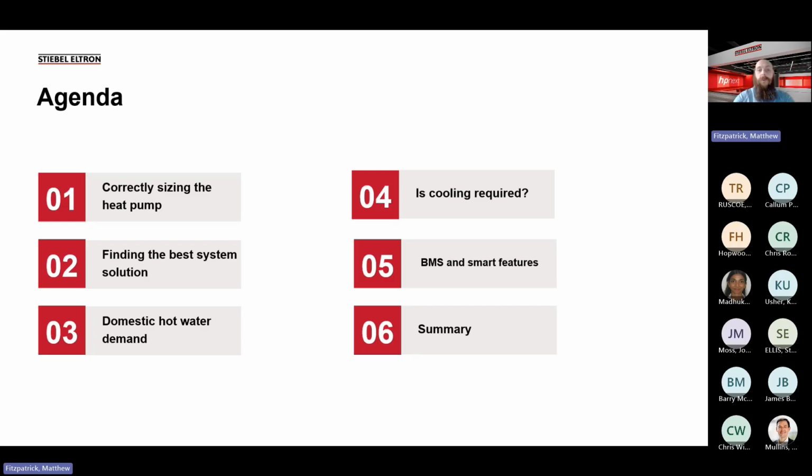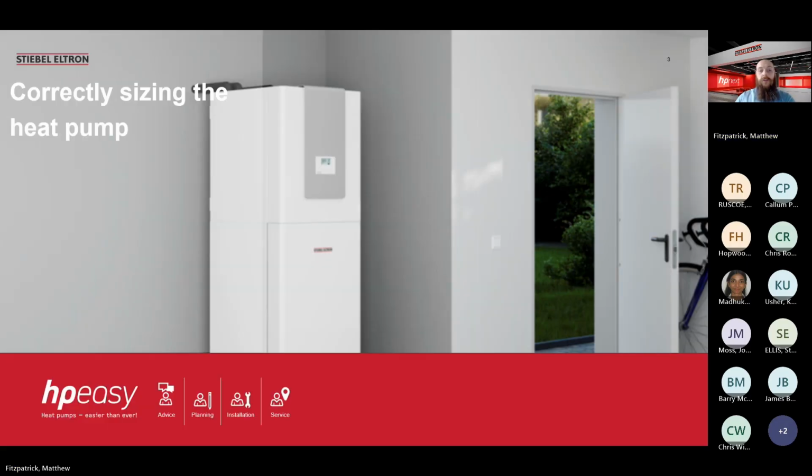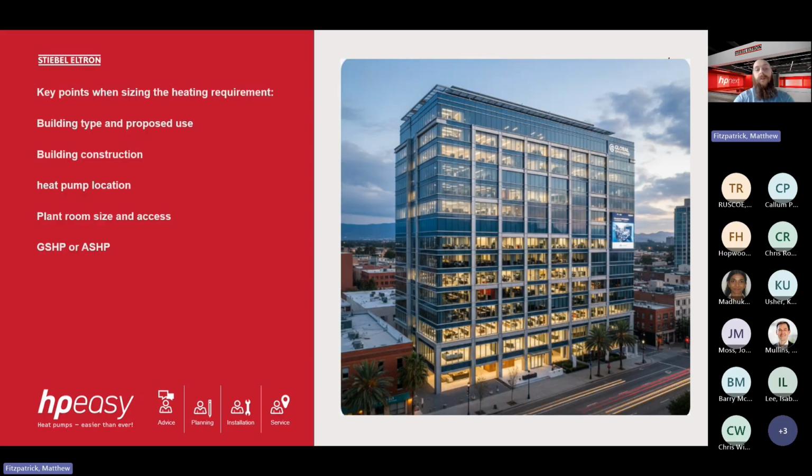Now, most people understand cooling through air conditioning units, but heat pumps can cool as well. And then we'll have a quick look at BMS and Smart features. I've kept this as an introduction to BMS and heat pumps. We'll look at this more in the Q&A session after the presentation. So we'll look at some tips on correctly sizing the heat pump.